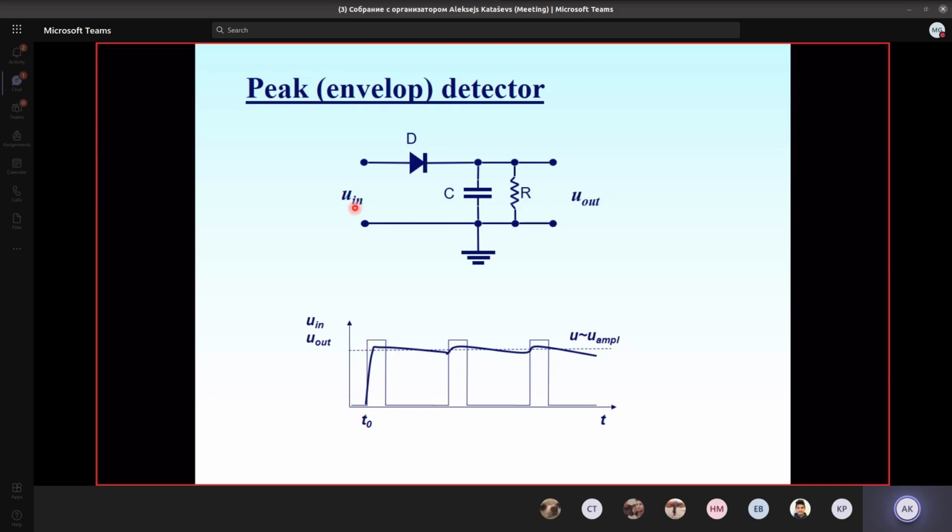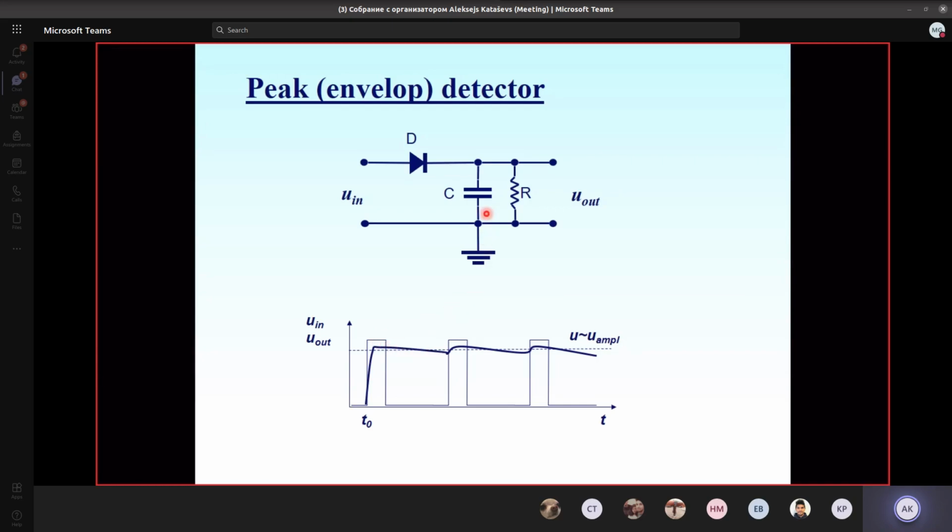When we have a positive pulse, and it's not important whether we have a harmonic input signal or a complex shaped signal, we may have pulses. The positive pulse charges the capacitor, and when the pulse drops down and the voltage drops to 0, the diode becomes reverse biased, and the capacitor discharges only through the resistor. Of course, it depends on how big the resistor R is. If it's very big, the capacitor discharges very slowly.